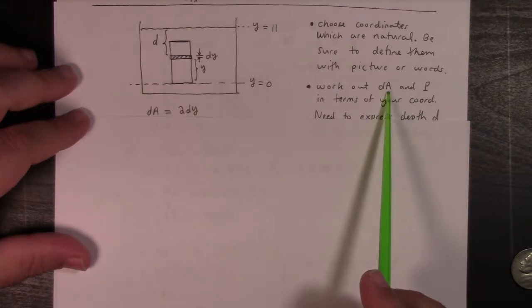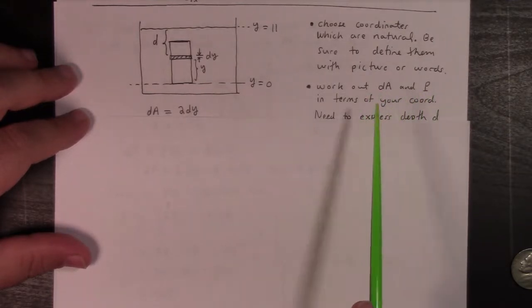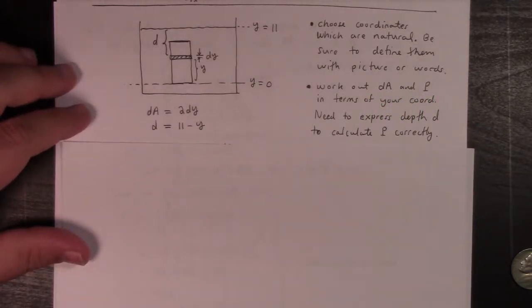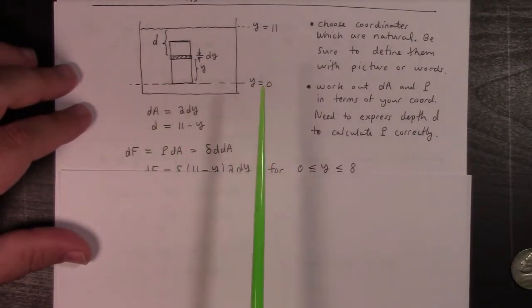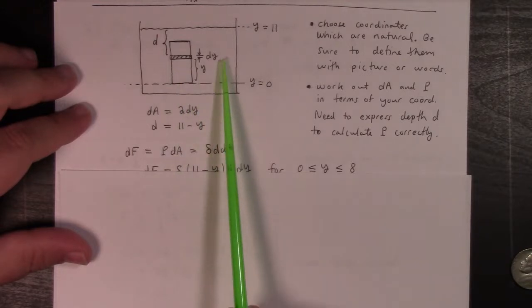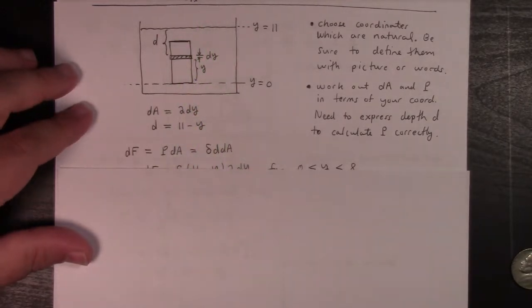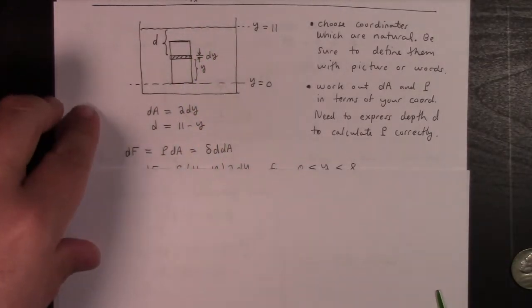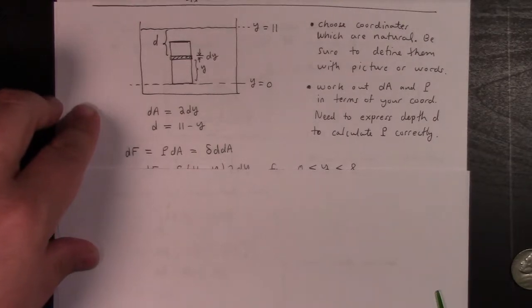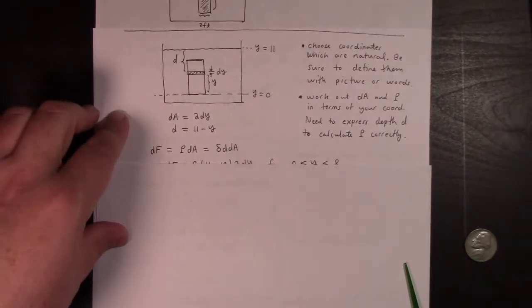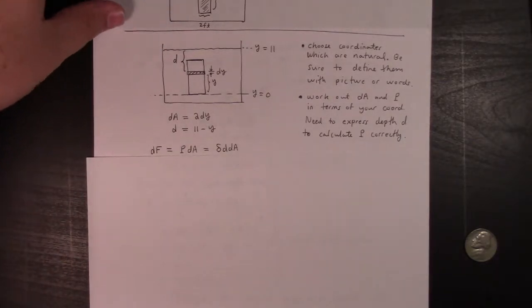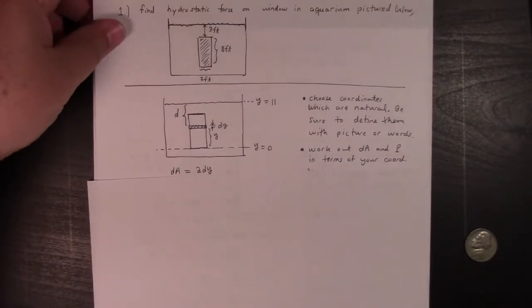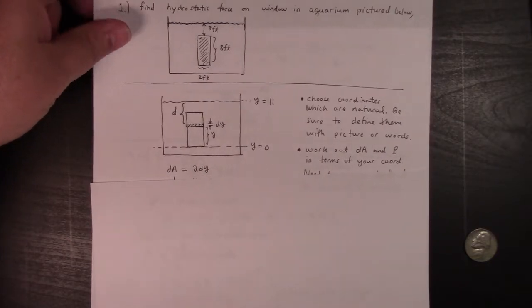We need to work out dA and the pressure in terms of the coordinates which are given. We need to express the depth to calculate the pressure correctly. So here, the dA is 2 dy because we had 2 feet. I'm going to zoom out just a little bit in the interest of getting a little bit more of my analysis in one slide. I hope you can still see everything. I don't think that's going to make my words too small for you, but I just want a little bit more of the picture in there at once.